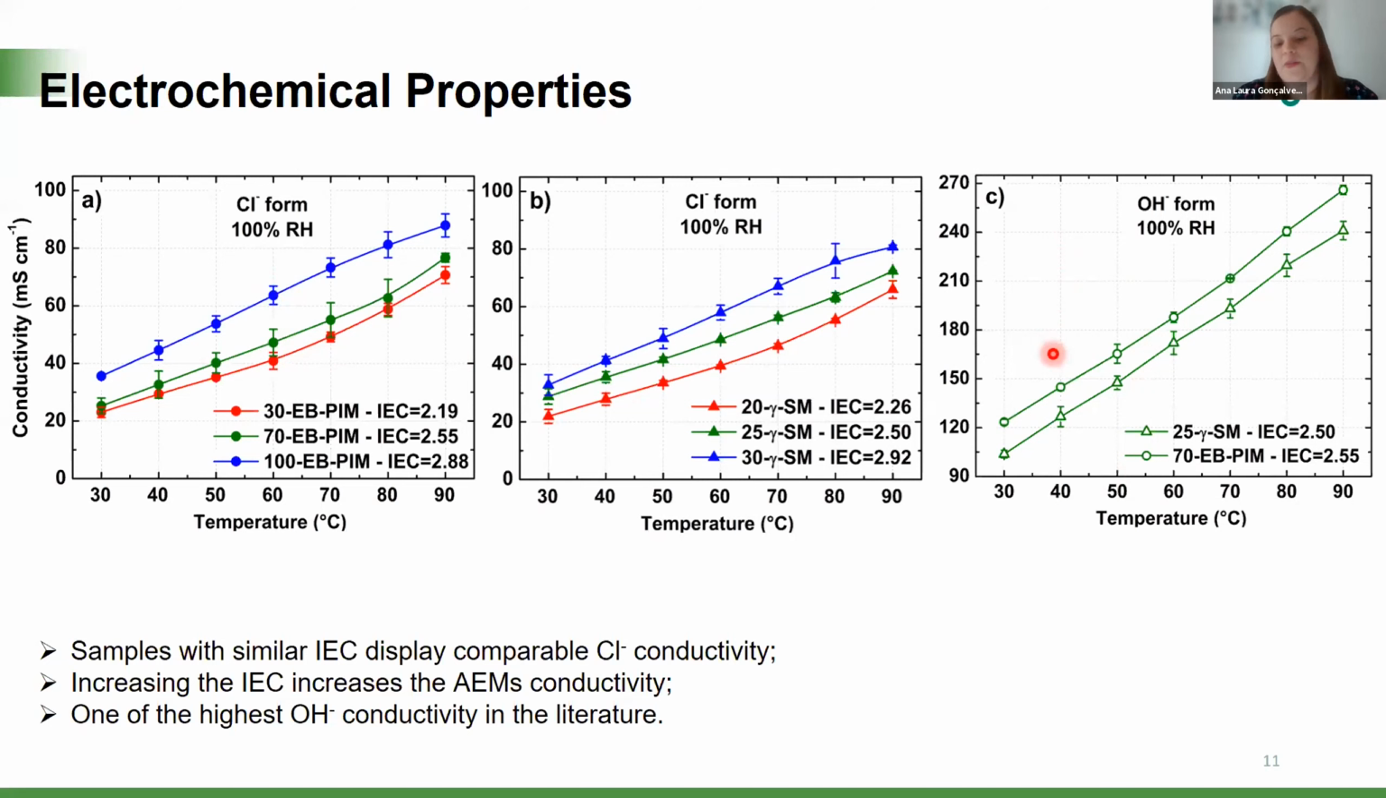This is a very time-consuming measurement, so we did it on just two samples, because we cannot have carbonate forming in the membrane. Okay, I'm going to try to be fast. And we obtained one of the highest hydroxide conductivities in the literature.